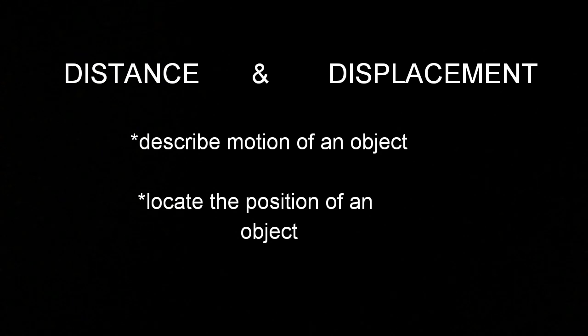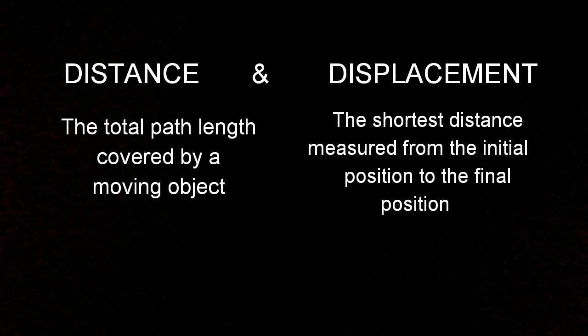We can consider an example. These vehicles are moving along a straight road, or we can consider them as objects moving along a straight line. To describe the motion and to locate the position of an object, we use distance and displacement. In common language, both these quantities are used for the same sense. But in physics, there are some differences between the two.